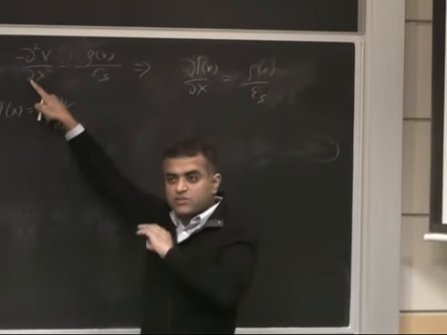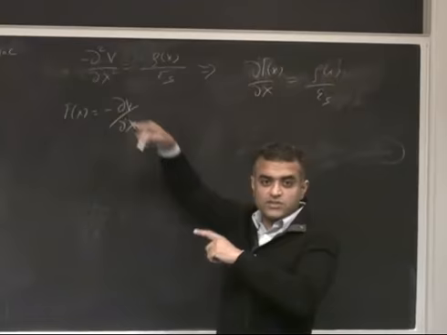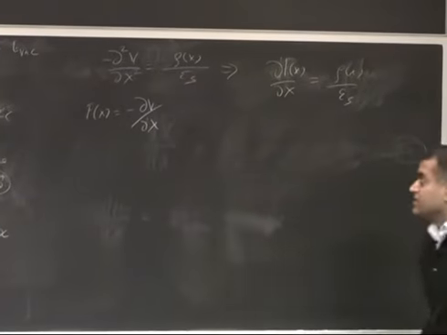If you have a much smaller dielectric constant, it curves a lot more. So it bends a lot more, and things like that.